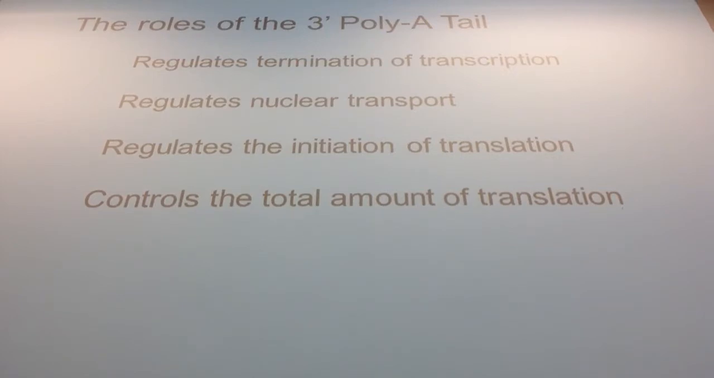In the cytosol, again, together with the cap, the poly A tail is going to help in the regulation of the initiation of translation, what it just says here, right? So this is in the cytosol that the poly A tail does that, and I'll explain how that works. And then lastly, the poly A tail also controls the amount of translation.